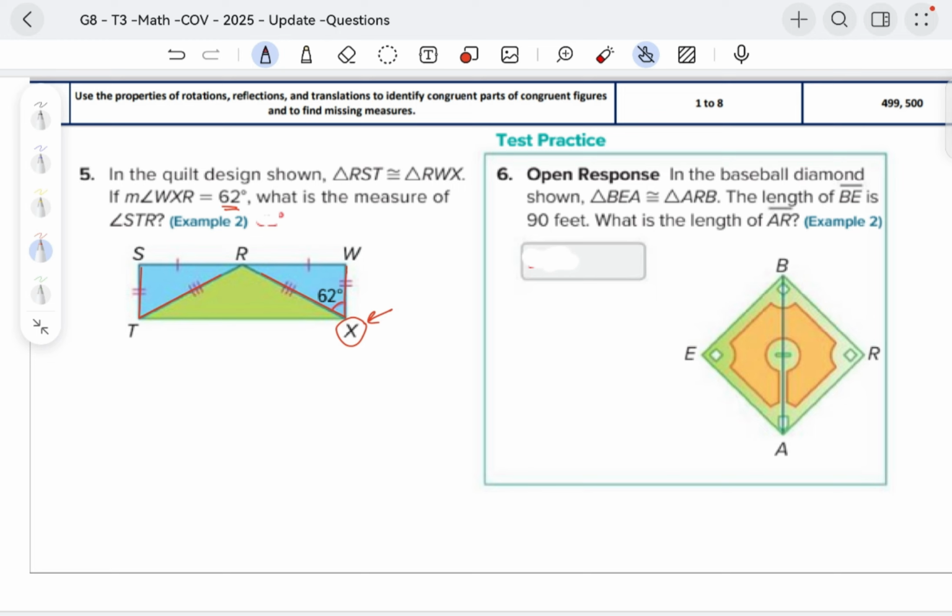If the measurement for angle WXR is 62, what is the measurement for angle T? As you can see here, T is corresponding with X. Since they are congruent to each other, they have the same measurement. The measurement for angle T is equal to the measurement for angle X. So the measurement for angle T is 62.